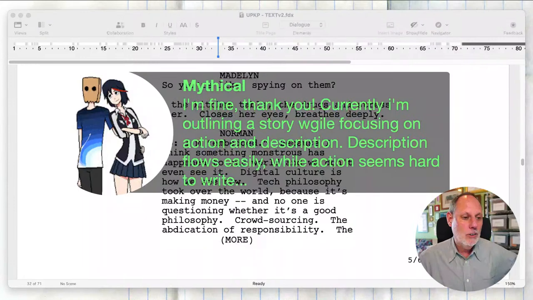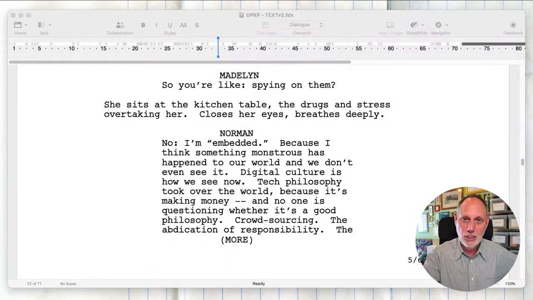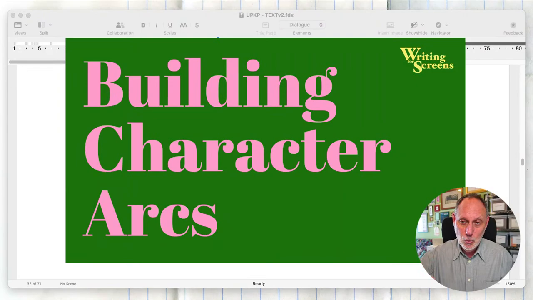While focusing on action and description, description flows easily, action seems hard to write. Well, once again, think about character. Action comes out of somebody's need. If you know what they need, if you know what they want, if you know what they're trying to do, you will have a better time writing any kind of action.